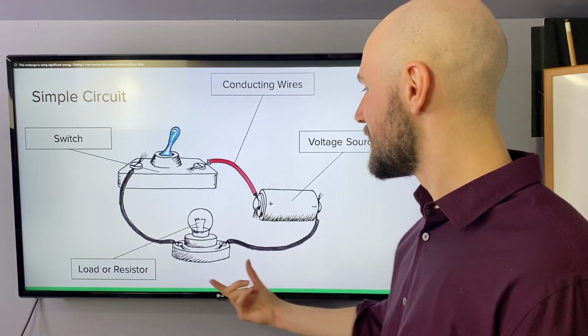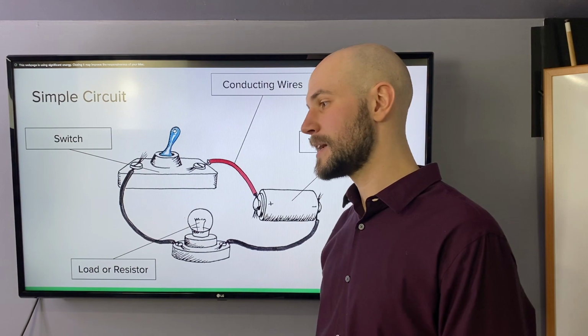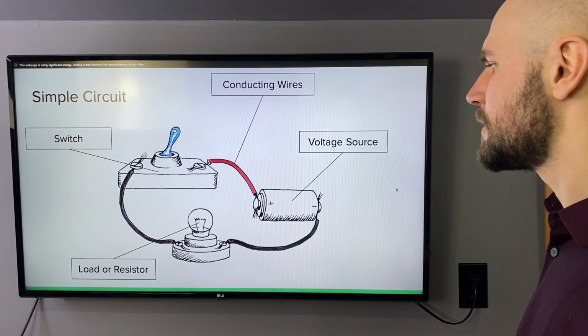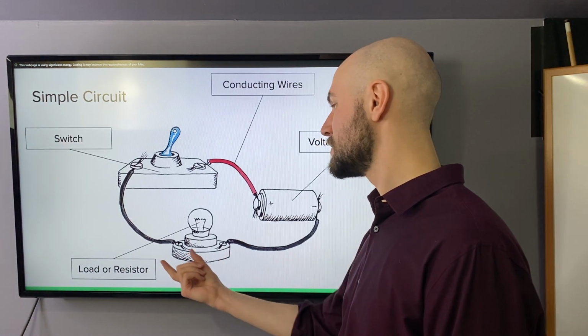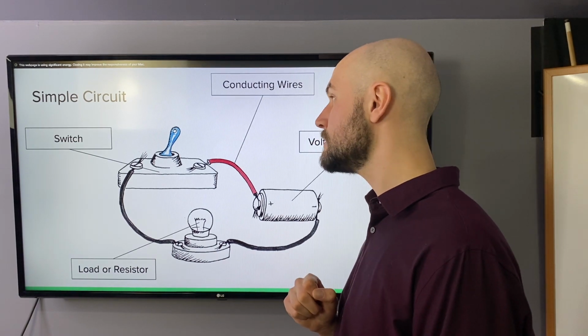We have the thing we're trying to power. We call that usually an electric load if you look up any kind of electronics or electrical engineering. Our goal here is to light up this light bulb, right? So this is our load or our resistor because it resists the flow of current.